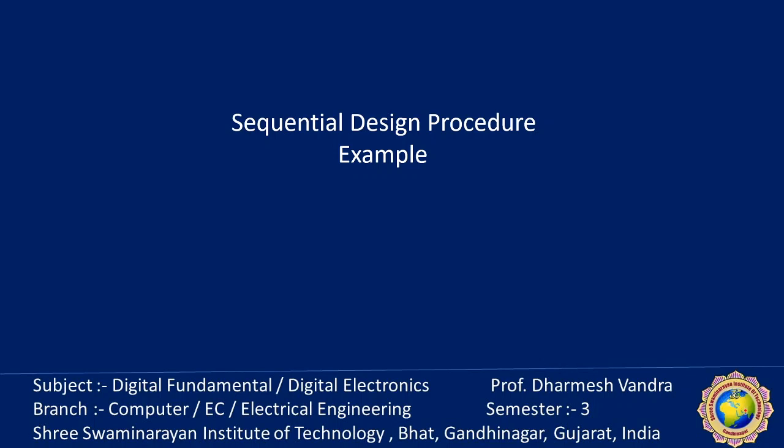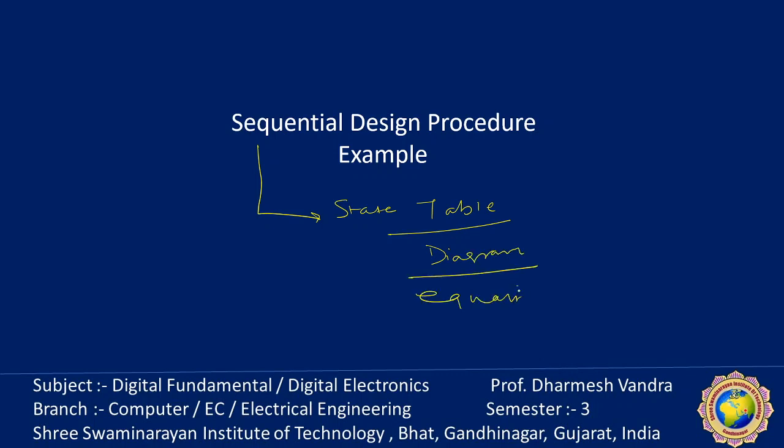So these are the main three parameters which are required to design a sequential circuit: state table, or state diagram, or state equation. Any one of these is required to derive, and then we can design the sequential circuit.